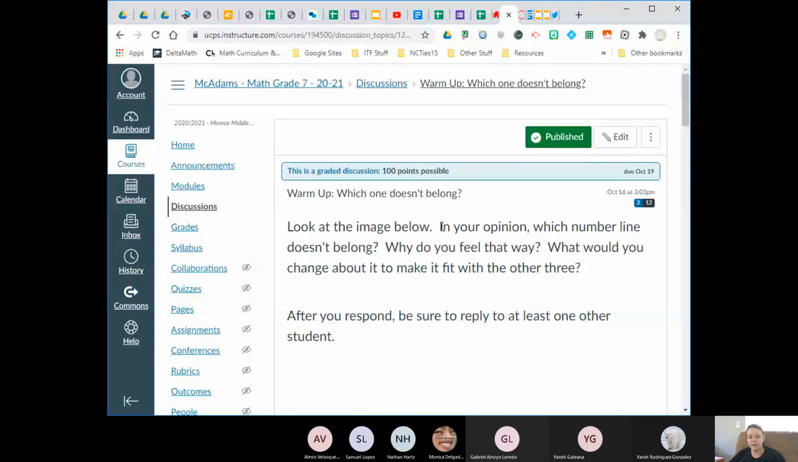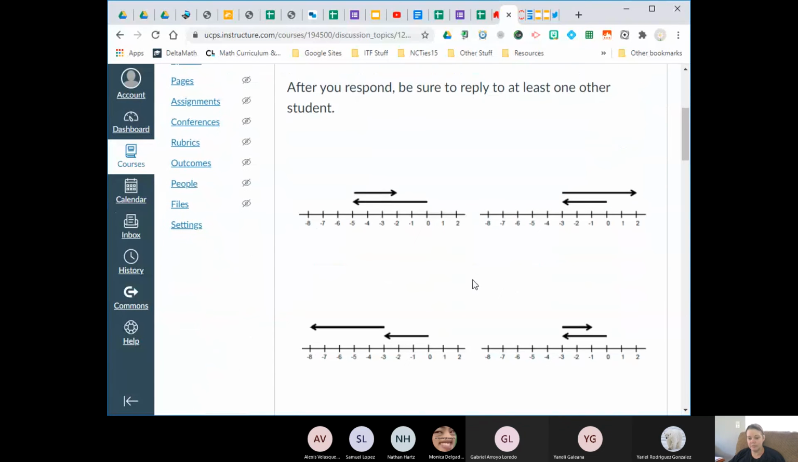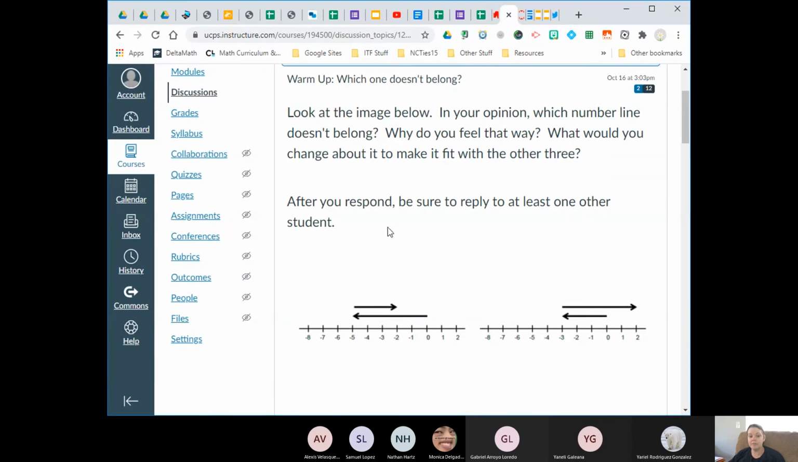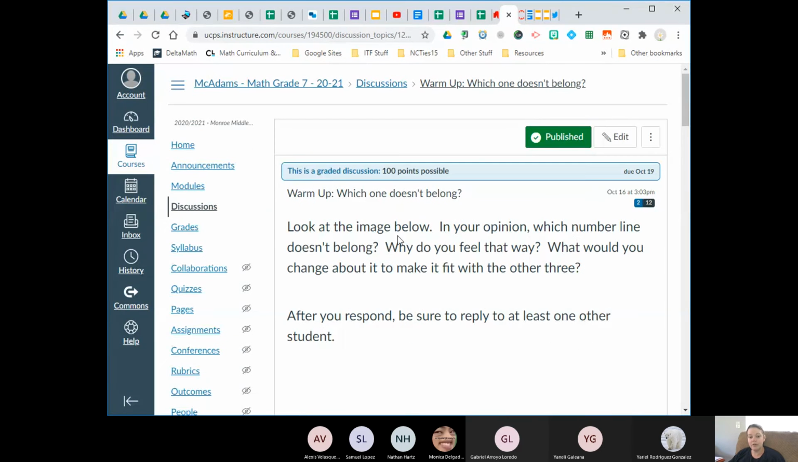So on Which One Doesn't Belong, there is an image below with 4 different number lines. Okay, 1, 2, 3, and 4. And it asks you, in your opinion, which number line does not belong with the others? Why do you feel that way? And what would you change about it to make it fit with the other 3? So there's 3 parts to this question I'm looking for. And I'm also looking for a reply to at least one other student. Now, this is an opinion, so the only way you're really going to get it wrong is if you don't answer it. Okay.